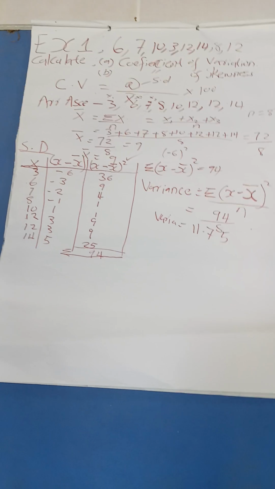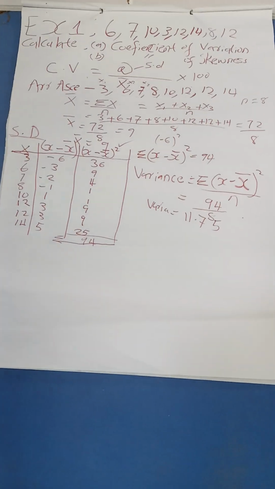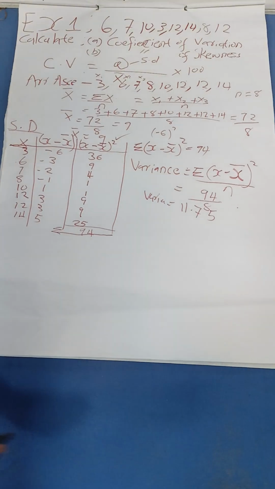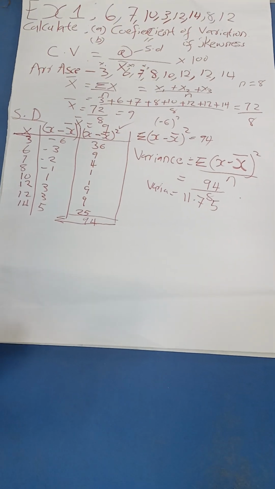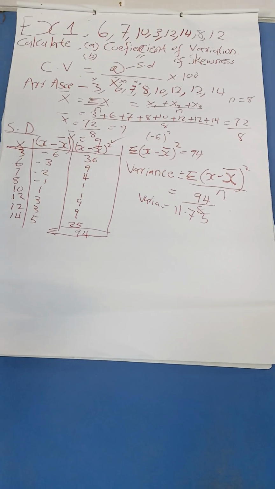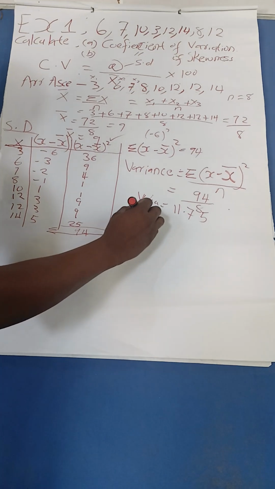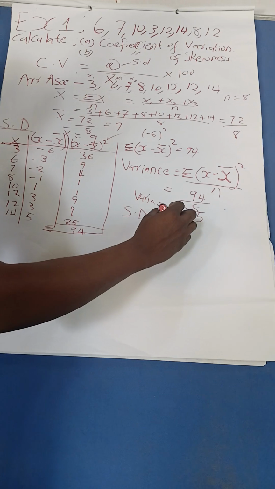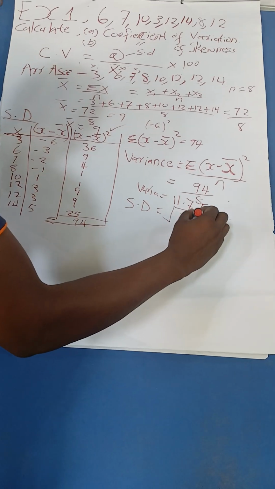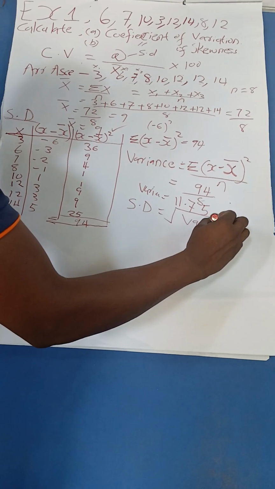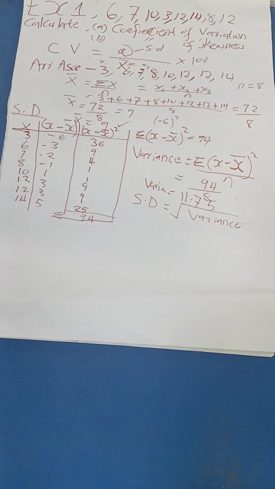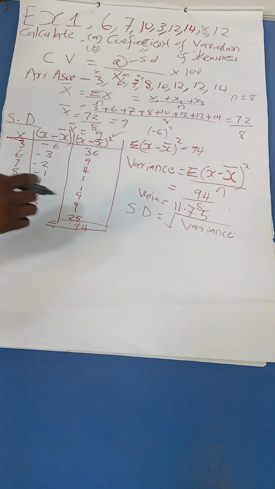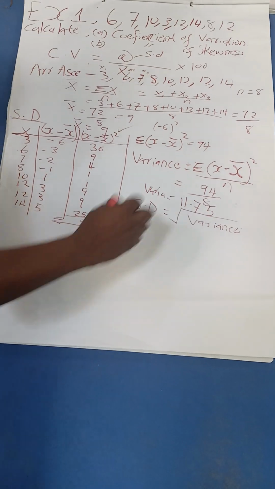Now, what next? Our aim is to get the standard deviation. If you have the variance, fellow learners, it's very easy. We always say the standard deviation is equal to the square root of the variance. Which is very easy. So you can see the goodness of first calculating the variance. If you have the variance, it will be just the square root of that.